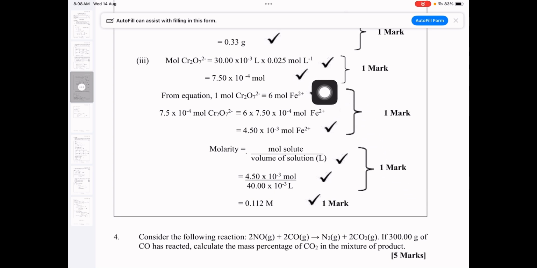Okay, 1 mark for number of mole for dichromate ion. Next, another 1 mark is the number of mole for ferrum 2 plus from the stoichiometry. And then 1 mark for the calculation of molarity.